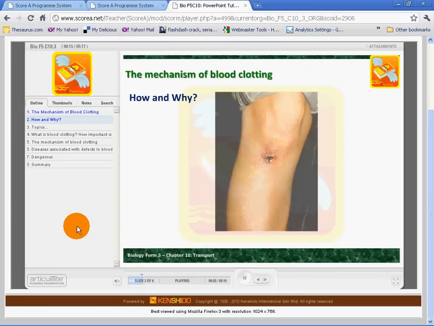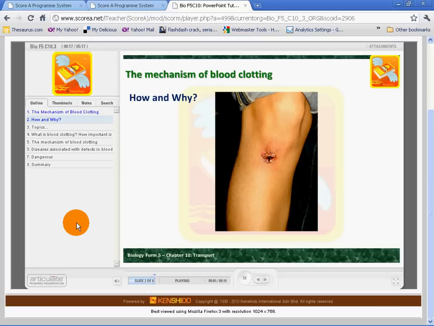Let's consider this situation. You got hurt and the wound starts to bleed. After a while, you realize that the blood stopped oozing from the wound. Have you ever wondered why and how this happens? Well, to find out, let's take a look at what we're going to learn in this lesson.